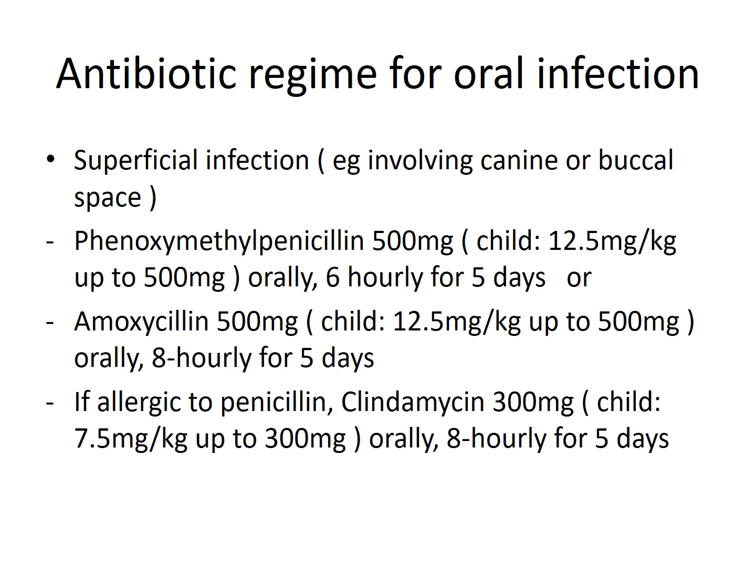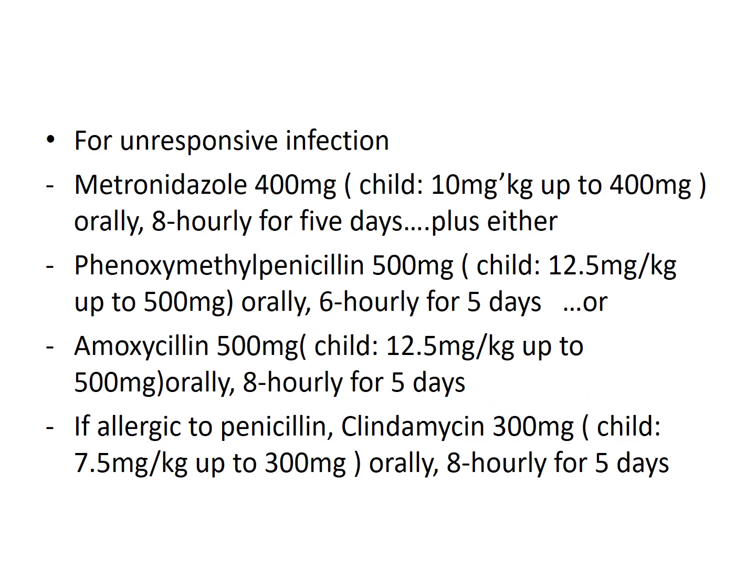So this is the antibiotic regime for oral infection. For superficial odontogenic infection, for example, involvement of the canine or buccal space, you can prescribe oral phenoxymethylpenicillin 500 mg 6 hourly for 5 days, or oral amoxicillin 500 mg 8 hourly for 5 days. And if the patient is allergic to penicillin, you can prescribe oral clindamycin 300 mg 8 hourly for 5 days.